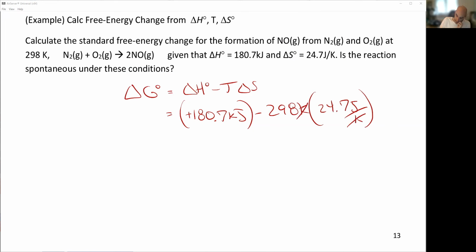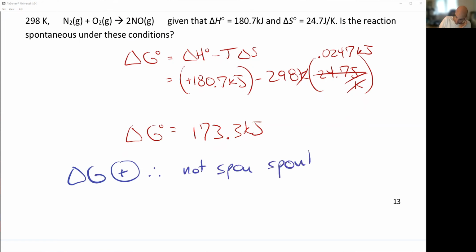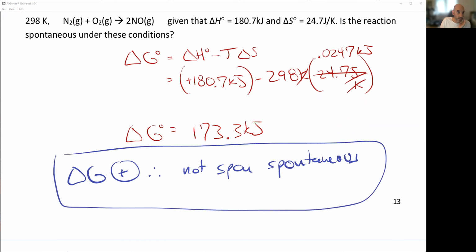Right now I'm in joules in one and kilojoules in the other, so I'm going to change this to 0.0247 kilojoules per Kelvin. I'm just going to divide by 1,000. Multiply it all out, and you get a delta G value of 173.3 kilojoules. Ultimately, I don't really care about sig figs because what I really want to know is delta G is positive, and therefore it is going to be not spontaneous in this direction based on the information that we have. Okay, that's what we're really pulling out of all of this.